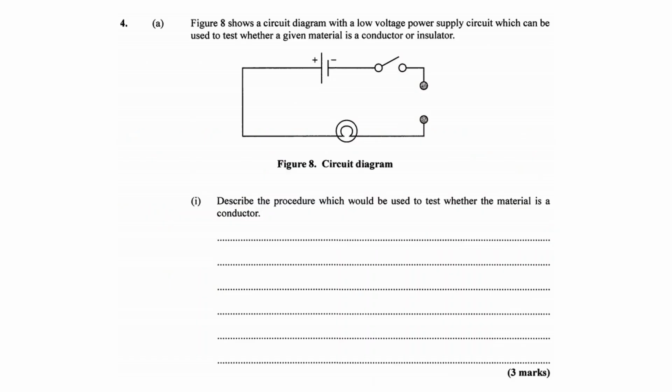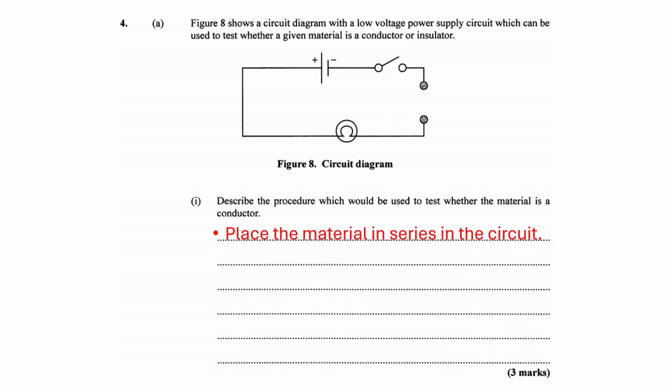Question 4. Part A. Figure 8 shows a circuit diagram with a low voltage power supply circuit which can be used to test whether a given material is a conductor or insulator. Part 1. Describe the procedure which would be used to test whether the material is a conductor.